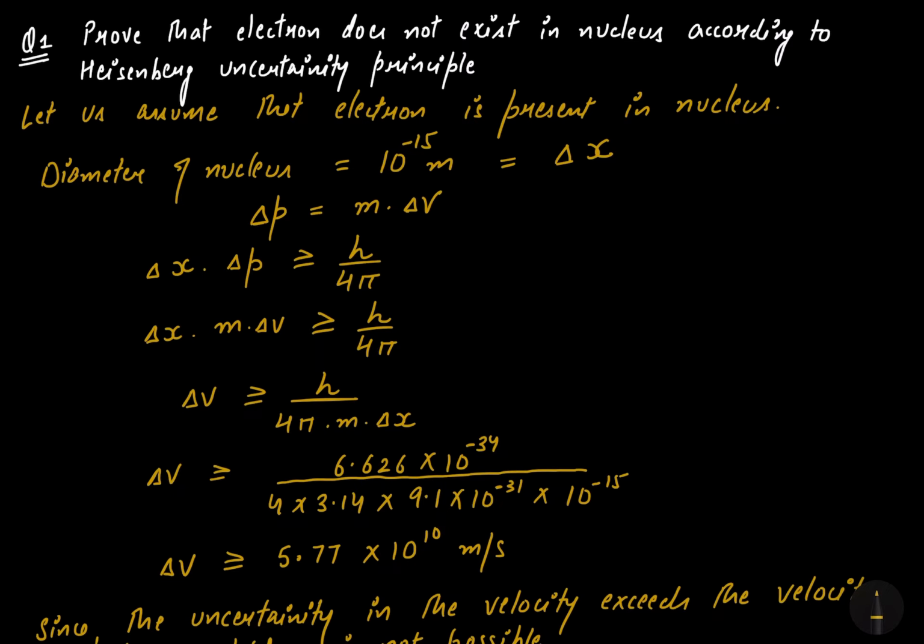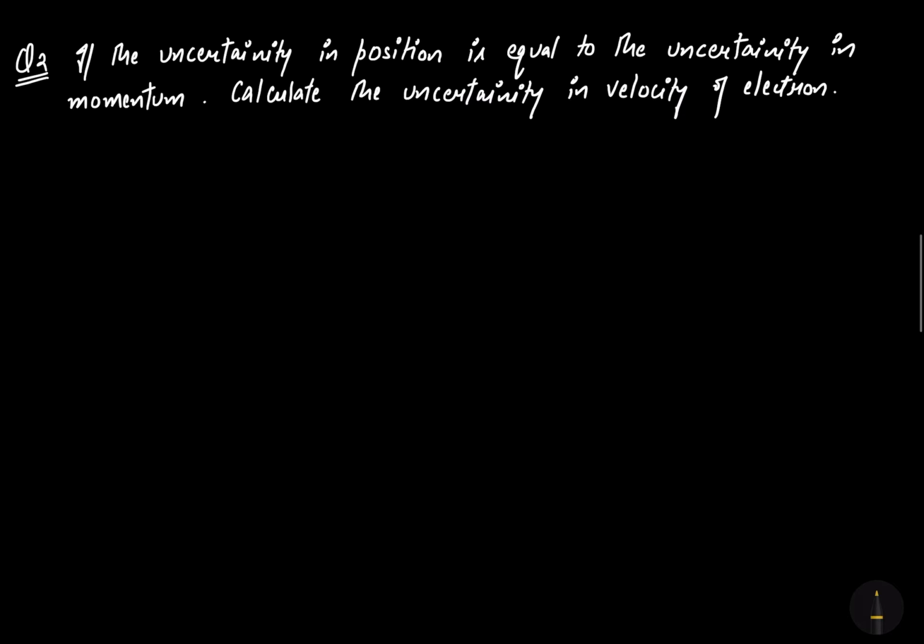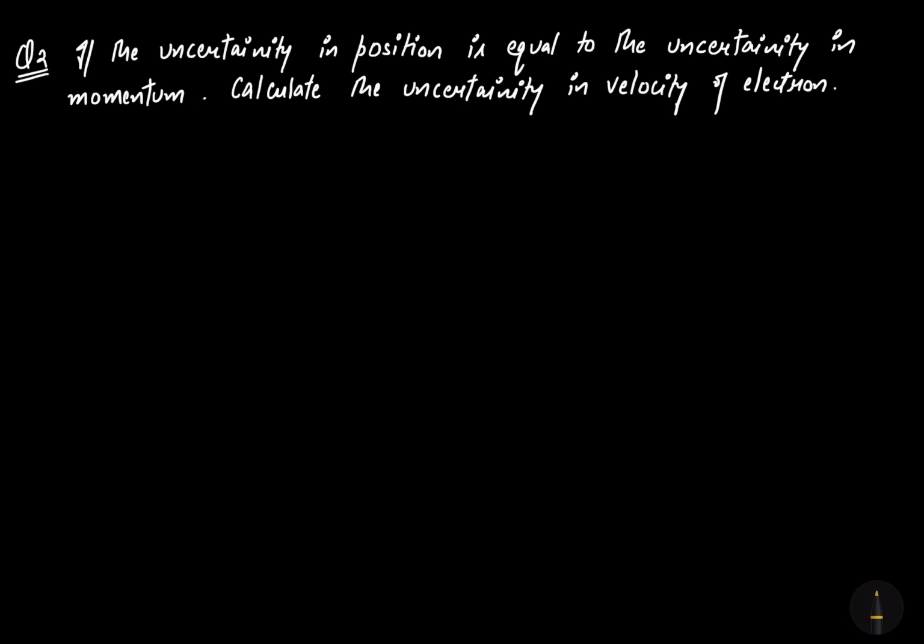Now let's move to the second numerical. In the second numerical, the question is asking: if the uncertainty in the position is equal to the uncertainty in the momentum, calculate the uncertainty in the velocity of electron. So firstly, what is given? Given is uncertainty in position is equal to the uncertainty in the momentum, mark it as number 1. Now we have to evaluate the uncertainty in the velocity.